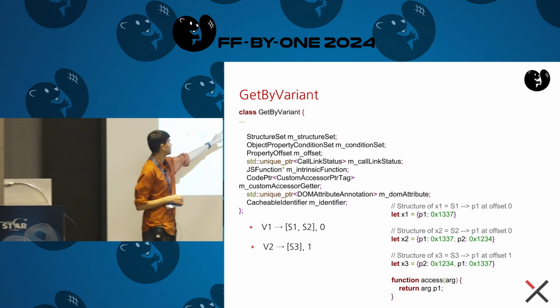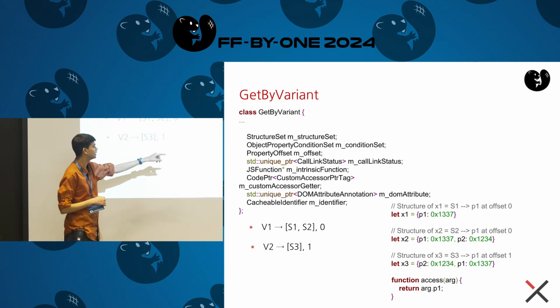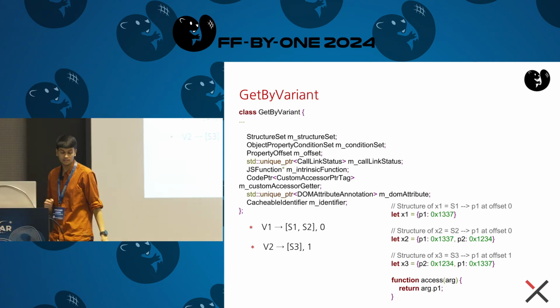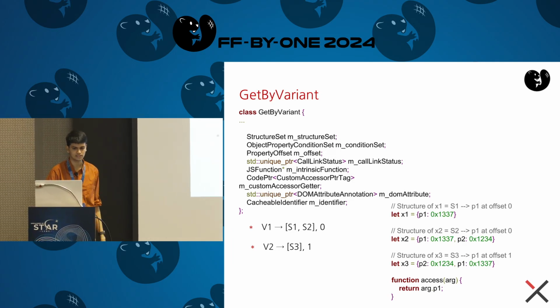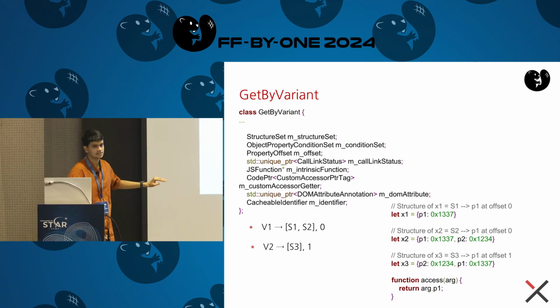So S1 and S2 have the same offset 0, so they are both clubbed together in a single variant. Whereas S3 has a different offset, so it has a different variant. The get by status is a vector of all these variants.